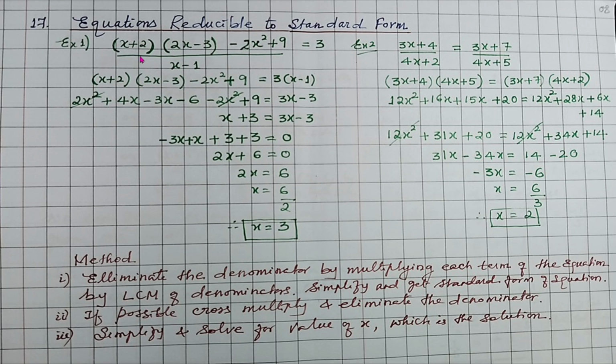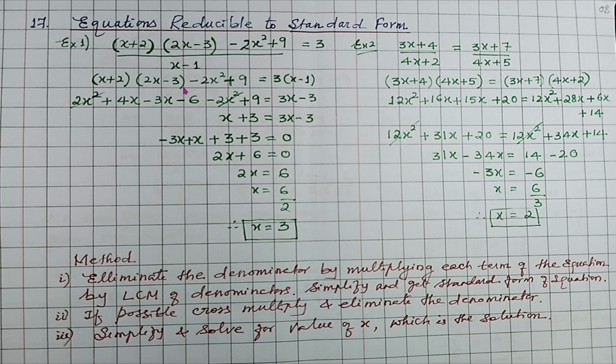In this example we have (x plus 2) into (2x minus 3) minus 2x square plus 9 upon x minus 1 is equal to 3. Now this is not in a standard form, so first let us convert this into a standard form. For that, eliminate the denominator first. So multiply x minus 1 on both the sides. When I multiply x minus 1 on both the sides, this x minus 1 gets cancelled and 3 gets multiplied with x minus 1. So we have here in LHS (x plus 2)(2x minus 3) minus 2x square plus 9, and 3 in the bracket (x minus 1).